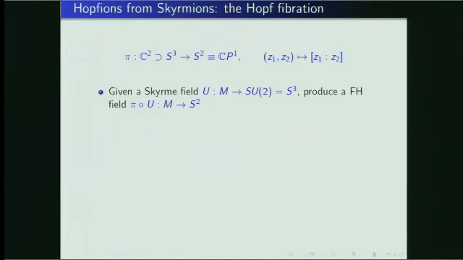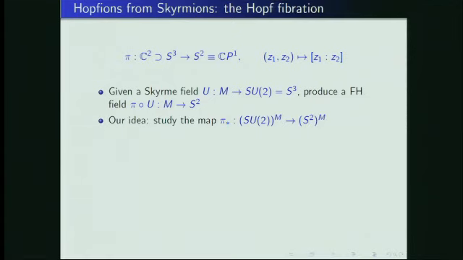And what this allows you to do is, if you're given a Skyrme field, so that's a map from your domain into a 3-sphere, which you like to think of as being SU2, in fact, you can produce a map into the 2-sphere just by composing it with this fibration. So our idea was to think of this as a map from the Skyrme configuration space, S3 to the M, to the Faddeev-Skyrme configuration space, S2 to the M. So it induces a map from this function space to this function space.